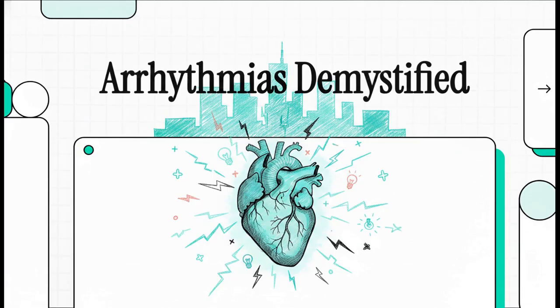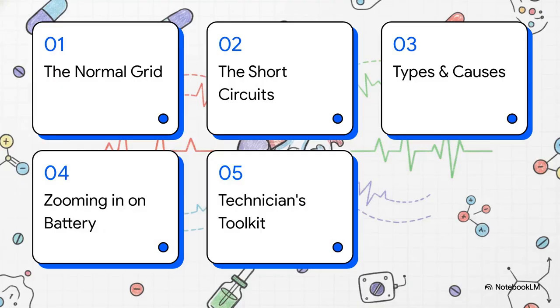But what happens when that power grid shorts out? What if the master generator glitches or a wire gets crossed somewhere? Well, today in this explainer, we are going to master this electrical grid, demystify exactly what goes wrong during arrhythmias, and figure out how anti-arrhythmic drugs step in to fix the circuitry. Okay, let's dive into this.